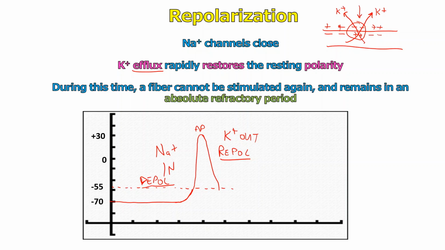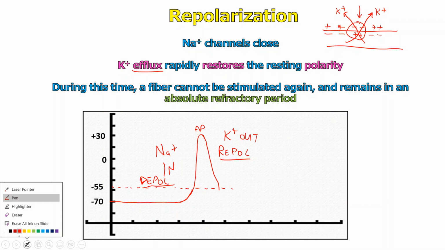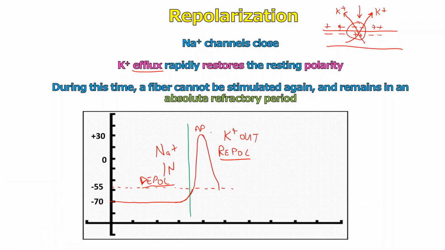Okay, now during this time, and it shows it differently in different textbooks, but somewhere from about here to about here-ish, there is a time in here where you cannot stimulate this fiber again because it's already been stimulated. This is called a refractory period, the area I've drawn in green, and the one I've drawn specifically is called the absolute refractory period, where you absolutely cannot stimulate that neuron again.